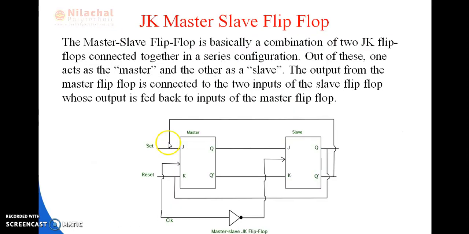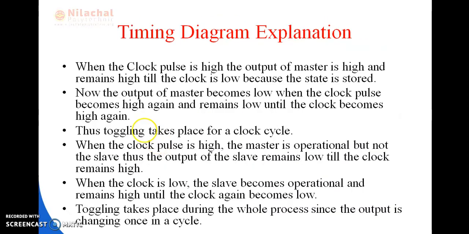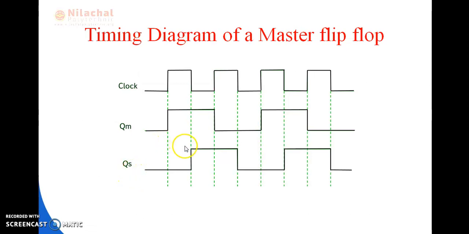Next condition is, thus toggling takes place for a clock cycle. When the clock pulse is high, the master is operational but not the slave. Thus the output of the slave remains low till the clock pulse remains high. So in this timing diagram, when the clock pulse is high, the output of the slave flip-flop is low, but the output of the master flip-flop is 1.